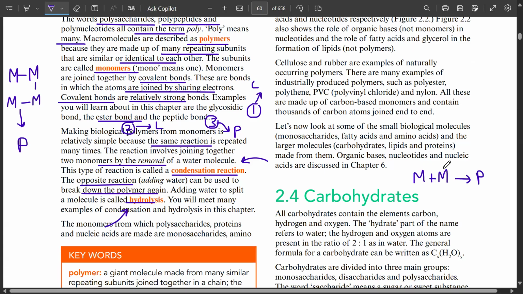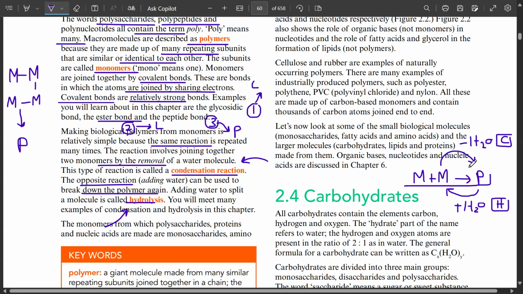Now, monomer plus monomer, you are removing water. When we remove water, this is known as a condensation reaction. And if you want to break this polymer back into the two monomers, you will have to add water. And what is that process called? Hydrolysis. Exactly. Is this clear?